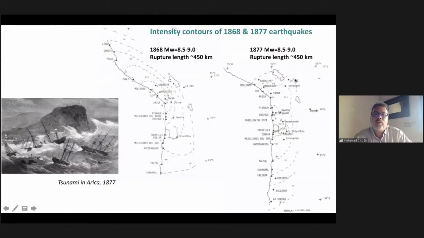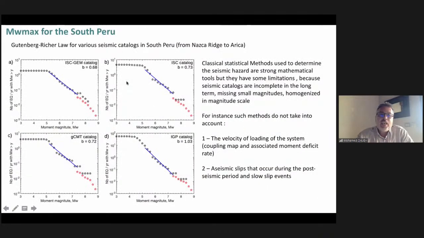If we apply that to the southern Peru and northern Chile segments, the northern Chile is the segment that goes from the Mejillones Peninsula to Arica, and the southern Peru is the one that goes from Arica to the Nazca Ridge. So the classical Gutenberg-Richter law from southern Peru gives us different B values when we analyze different catalogs. You can see here this value.